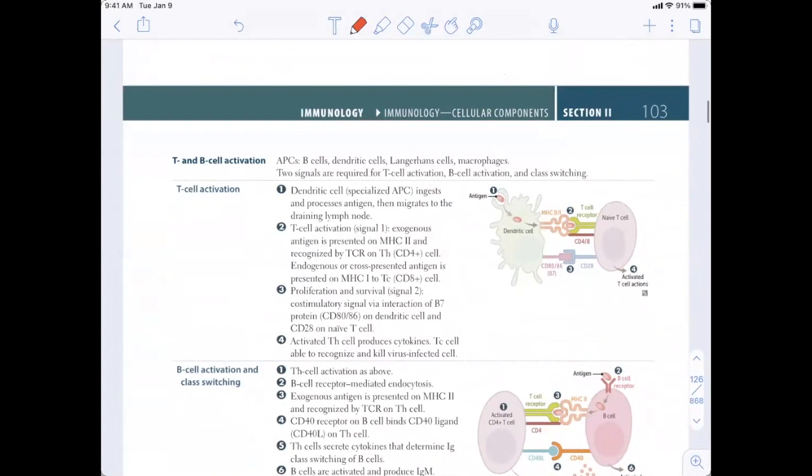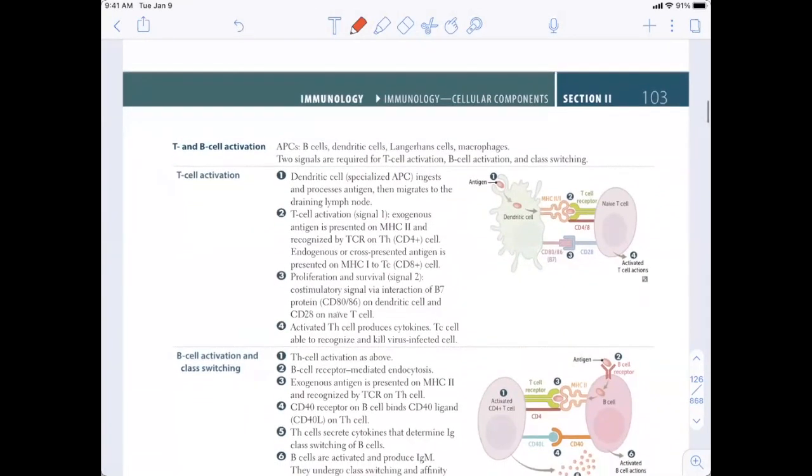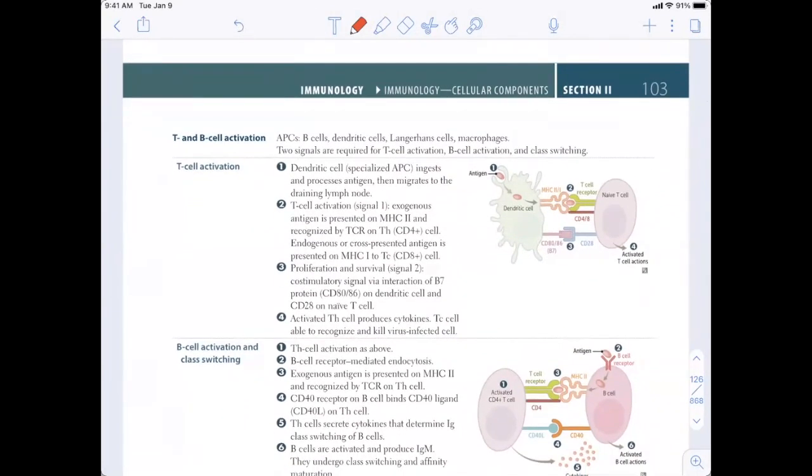All right, so this is what I was talking about here: your T cell and your B cell activation. You're going to see some things that we've seen already, like your CD40 and CD40 ligand. But let's start off with the T cell activation. First things first, there has to be what's called the antigen presenting cells.